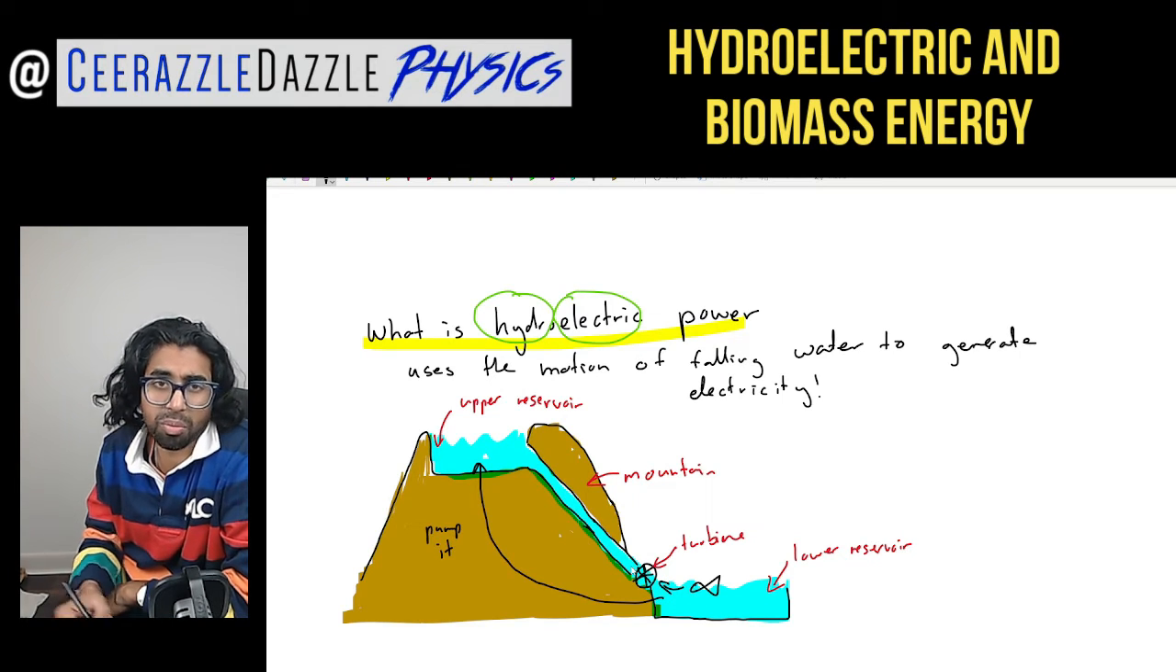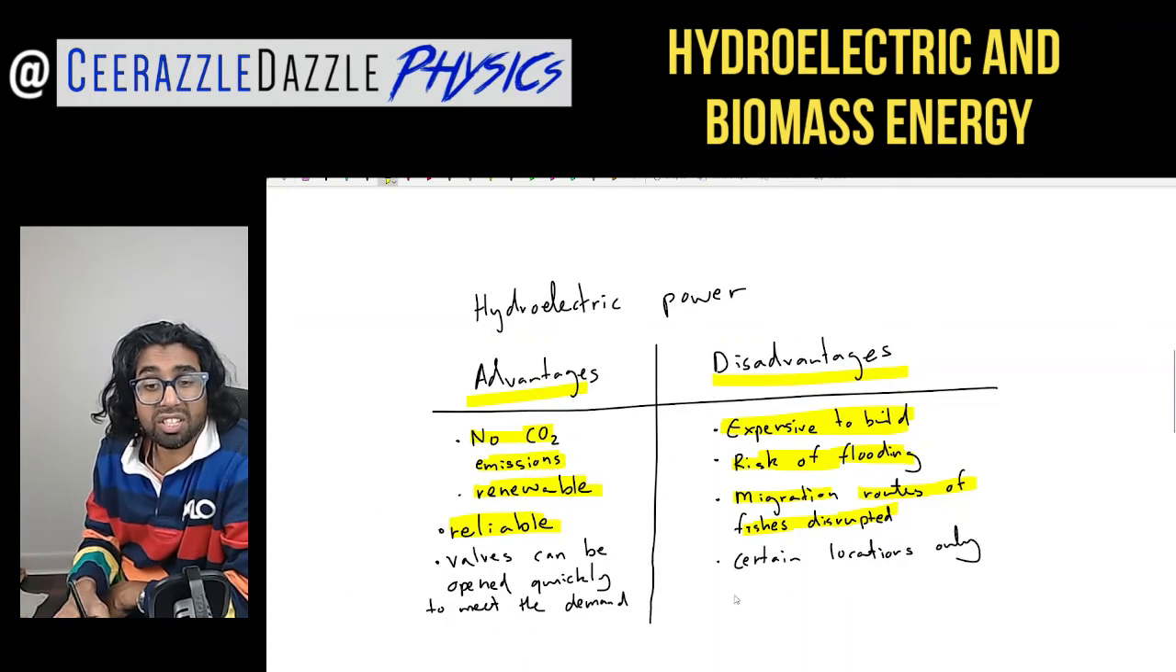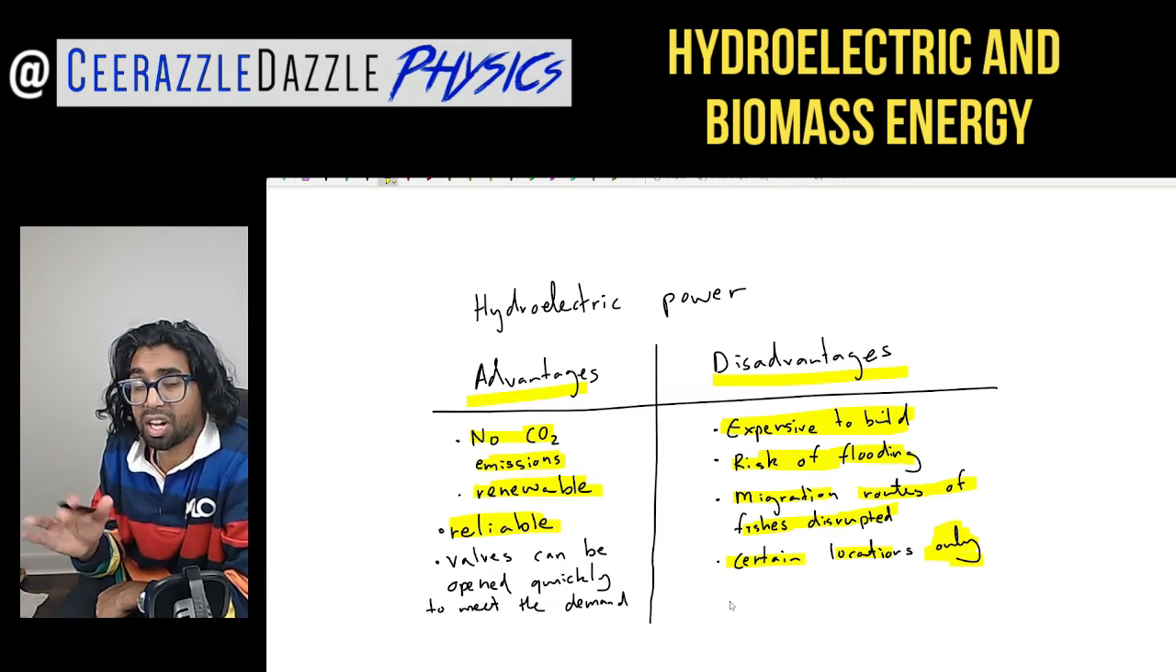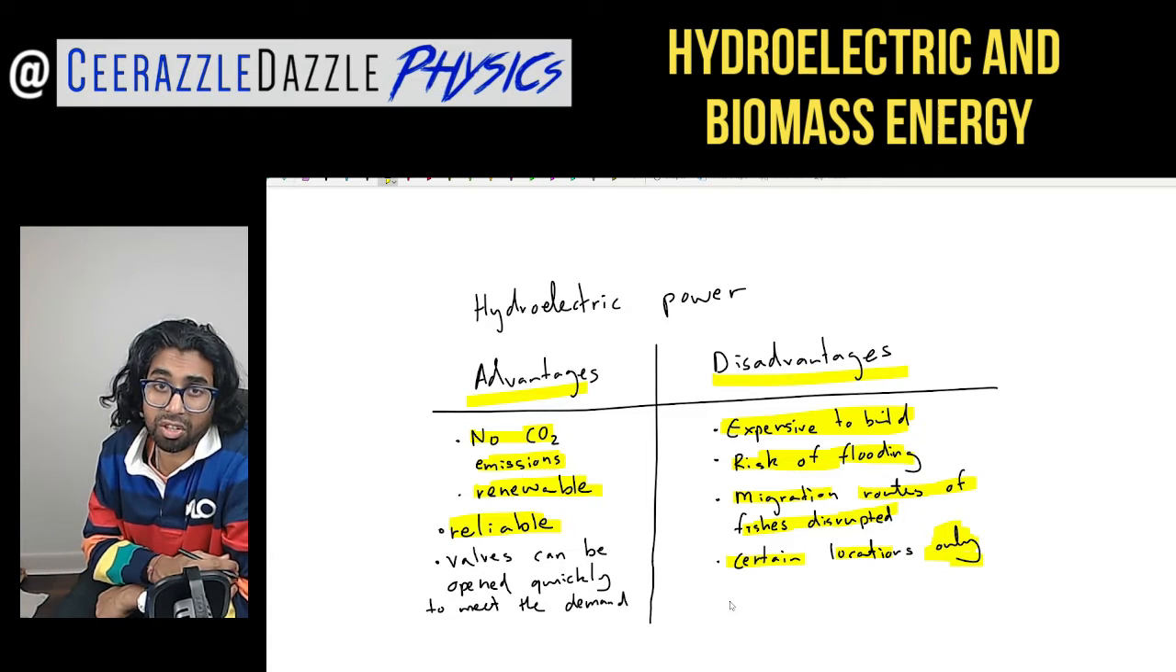So the fish cannot swim upstream. So that stops the migration patterns of fish. And last of all, guys, it's only certain locations only. So only places which have got hills and mountains, you can actually have that installed. So you can't have that everywhere. That's another disadvantage.